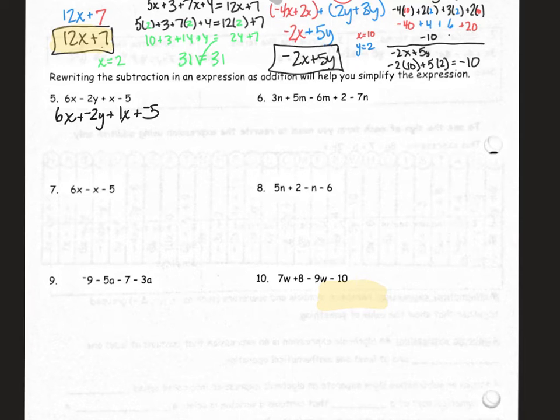Now I'm going to go through and find the like terms. So I have x's, and then I have negative 2y, and then negative 5. And those are different terms. So when I add my like terms, I have 6 x's and 1x is 7x. Then plus negative 2y, because there aren't any other y's. And then plus negative 5, because that's the only constant.